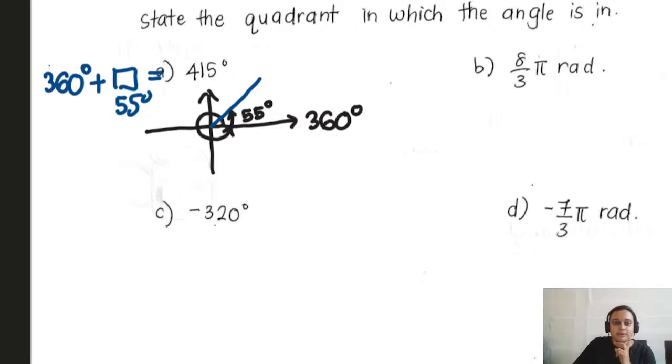So this is which quadrant? Ini adalah di quadrant 1. First sukuan pertama, first quadrant. Okay, the second one, B.